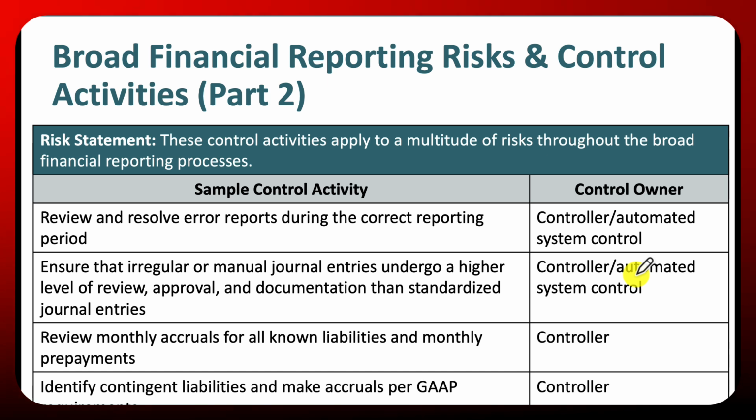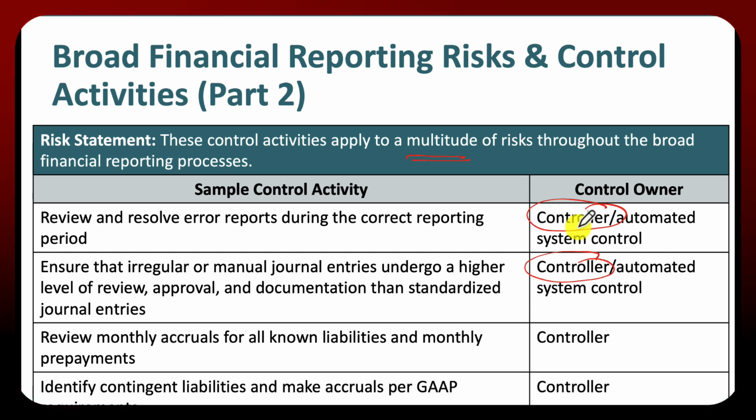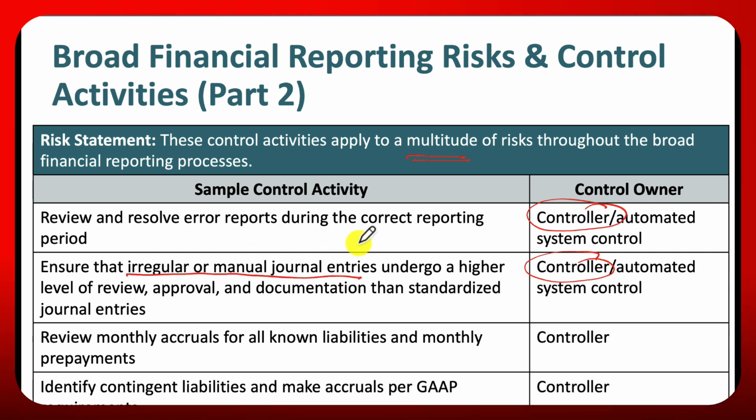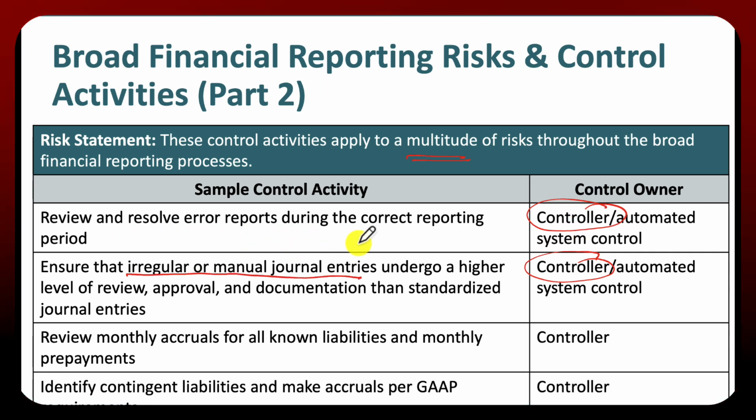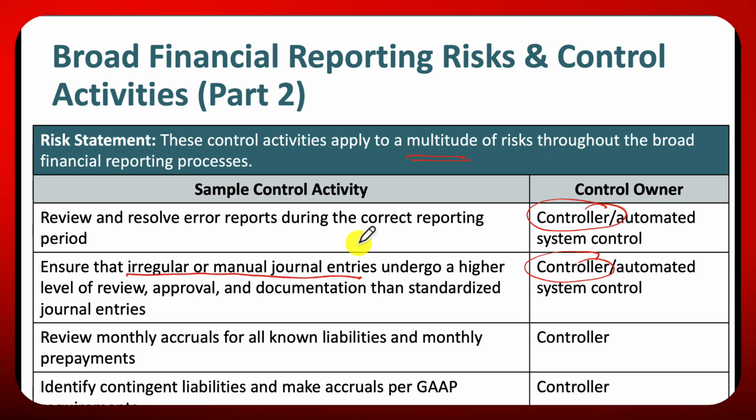Additionally, we might have that these control activities apply to a multitude of risks throughout our broad financial reporting processes. So here we see that the controller is also involved in all of these control activities, such as reviewing and resolving our error reports, or making sure that there aren't any irregular or manual journal entries at a high level. Then they have to be reviewed and approved to make sure we have all the appropriate documentation.